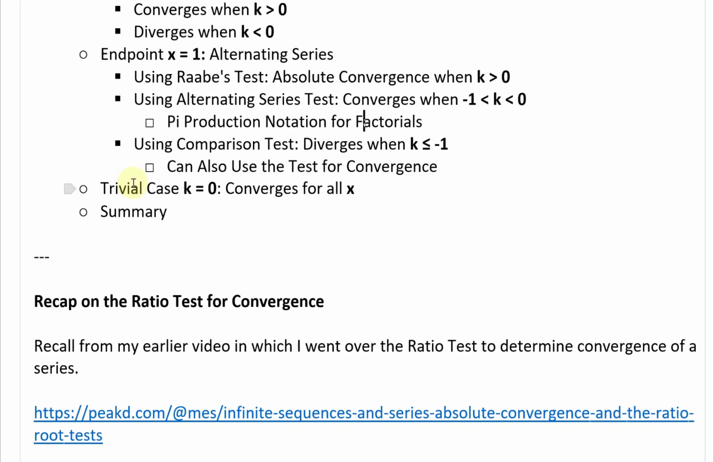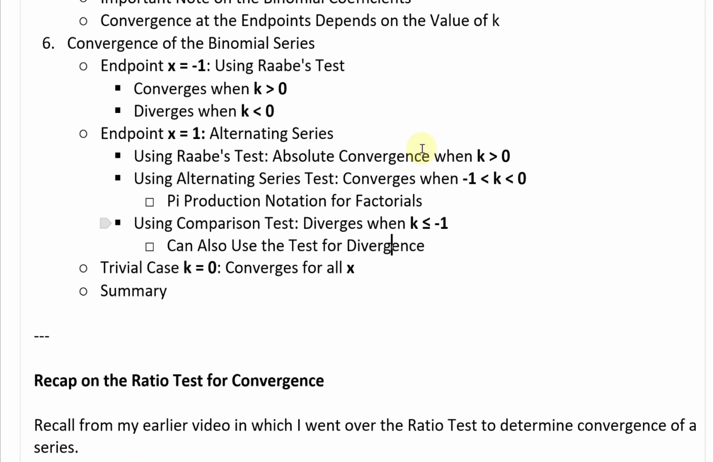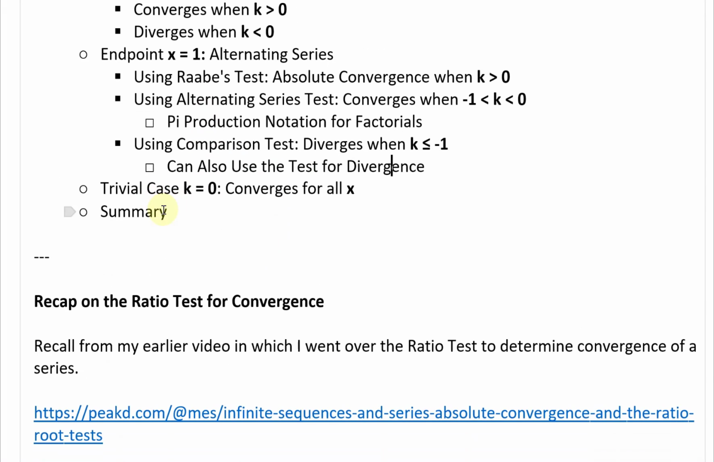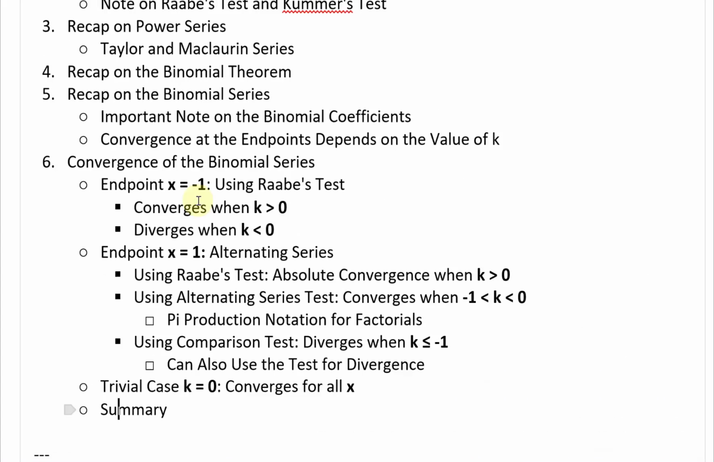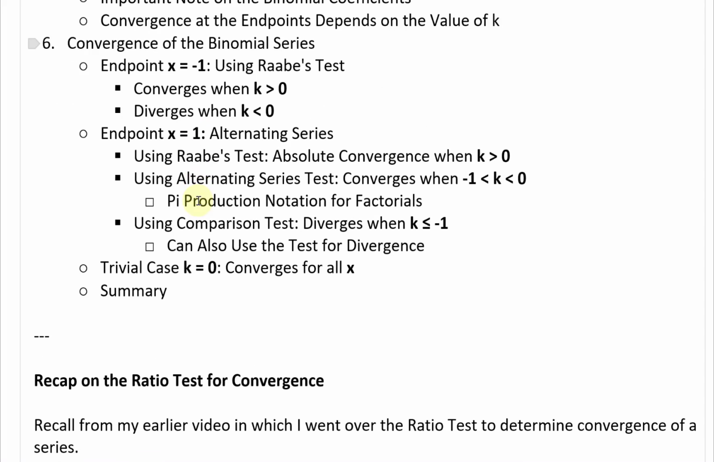And also note that you could use the test for divergence, not convergence, here, for this case where k is less than or equal to -1. And also the trivial case, k equals 0, which converges for all x, and then look at the summary of the intervals of convergence. Alright, so pretty epic stuff.